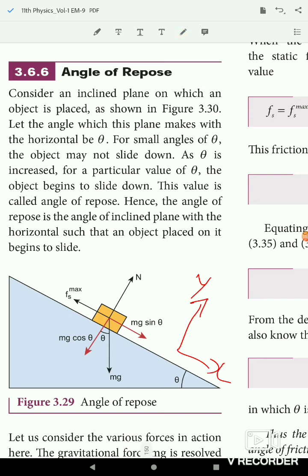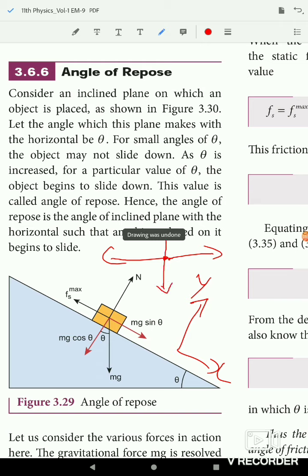So draw the free body diagram for this body. This is a point mass. This is mg, this is the normal force, and this is mg sin theta acting in the positive x direction, and Fs maximum in the negative x direction. Do you understand this one?